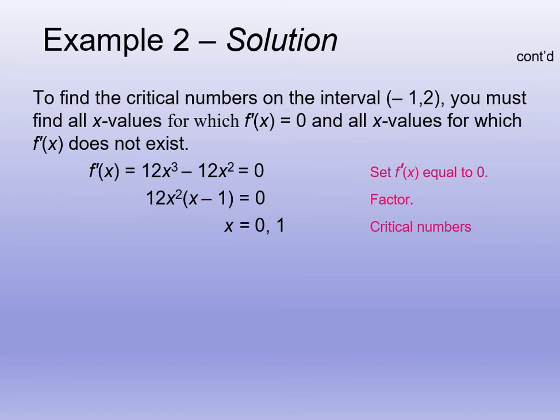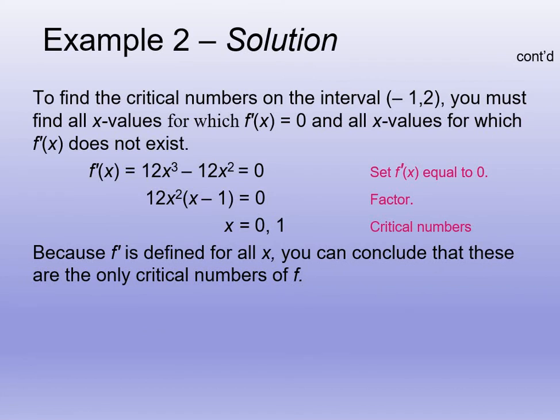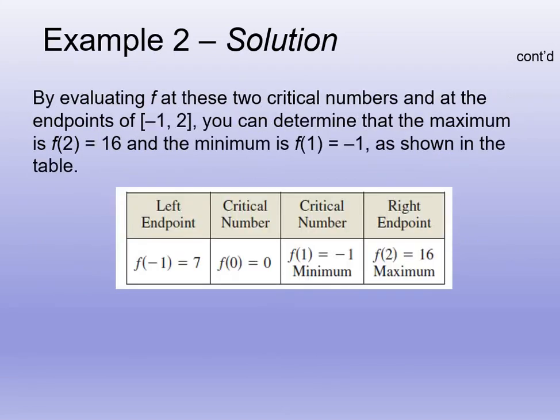So all we did was step 1. We set the derivative equal to 0 and solved for the critical numbers. Step 2, we have to substitute the critical numbers into the original function. We're going to evaluate them, and then we're going to substitute in at the endpoints and evaluate.